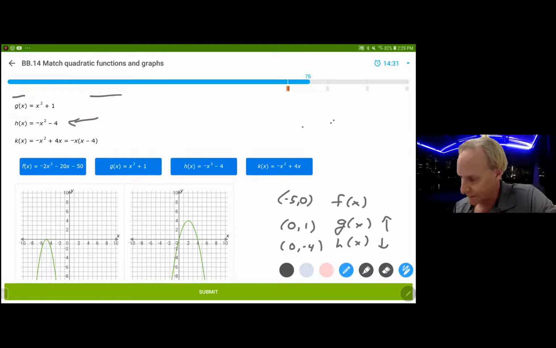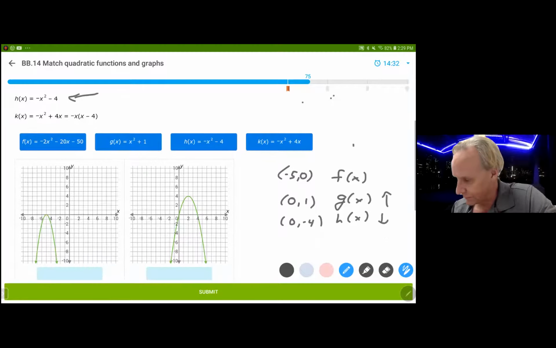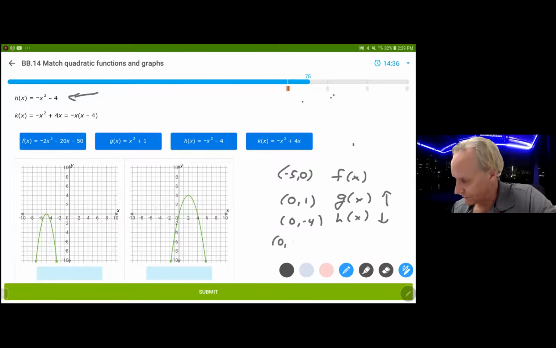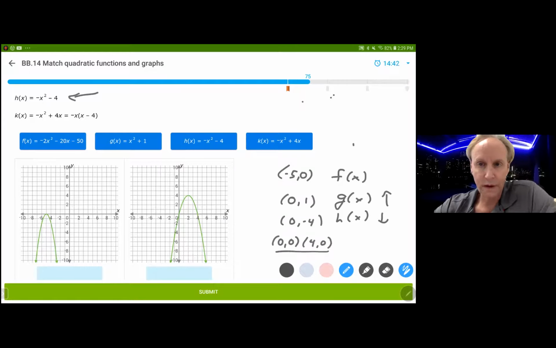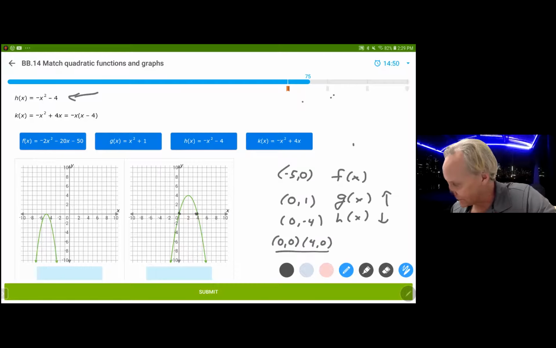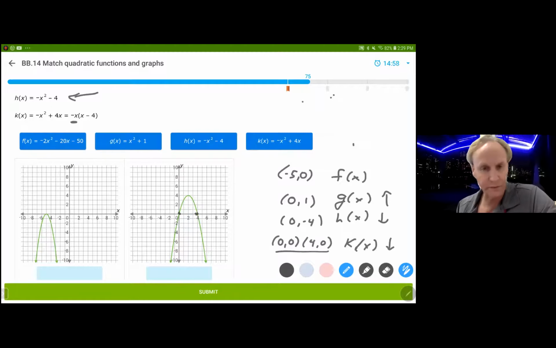And k of x has 2 zeros. One of them is 0, 0, and one of them is 4, 0. Those are called your roots, or where they go through the x-axis, and here they are right there. And that is my k of x, isn't it? And of course it is going down. K of x is going down because that is a negative coefficient in front of the x squared right there.